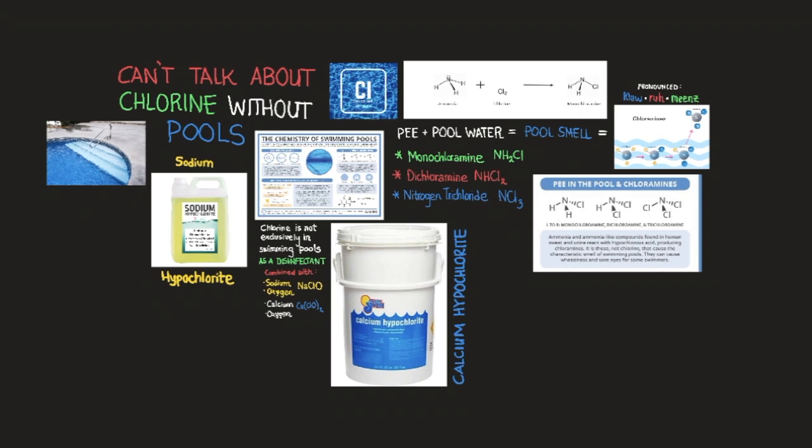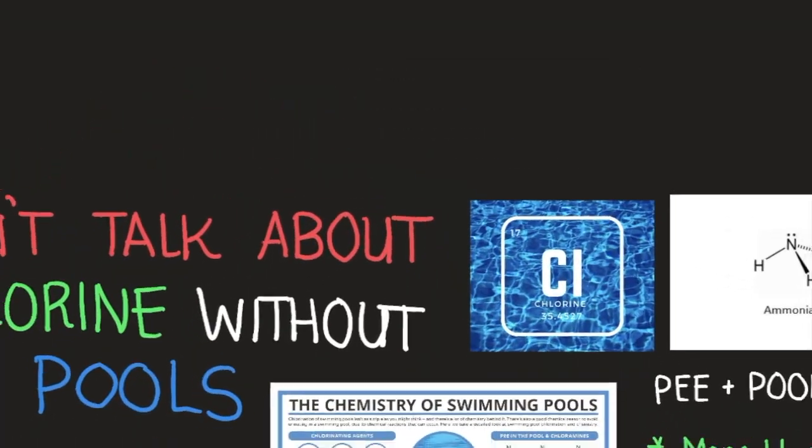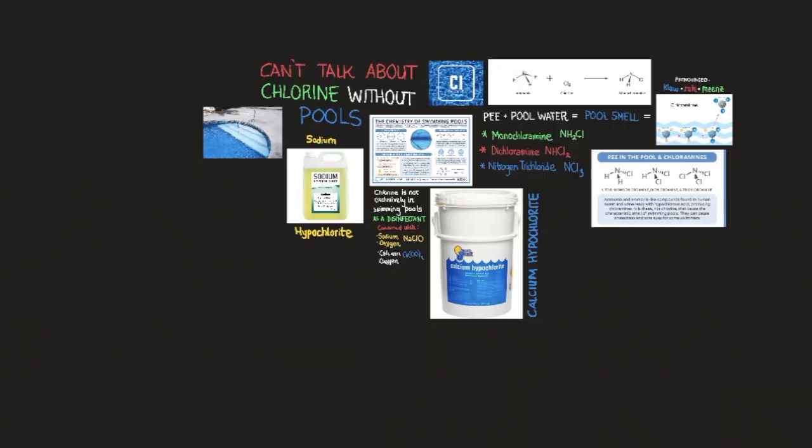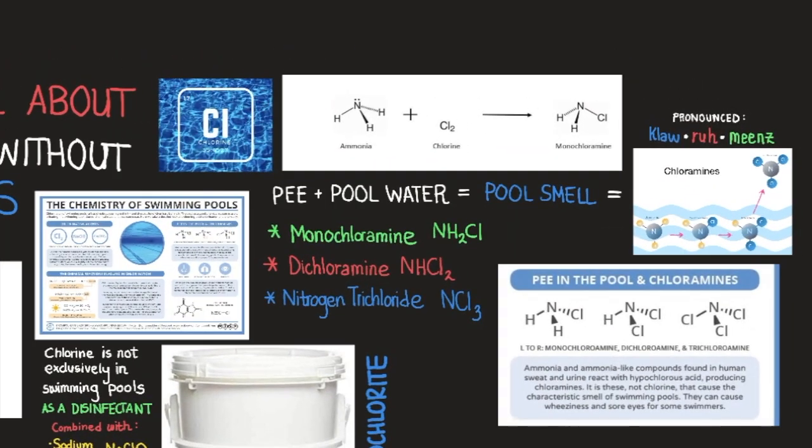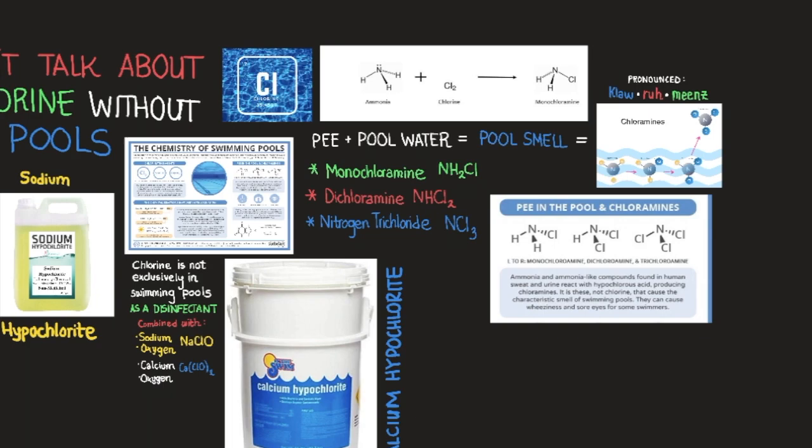And that's why it's important that we have the element chlorine in the water. As a result of having chlorine in the water, you get that nostalgic pool smell. The nostalgic pool smell creates things known as chloramines. So chloramines are pronounced chloramines.